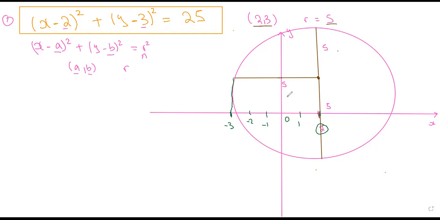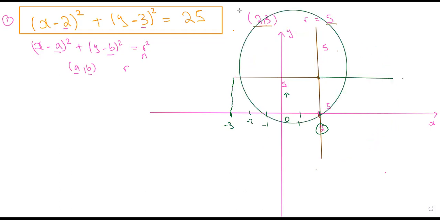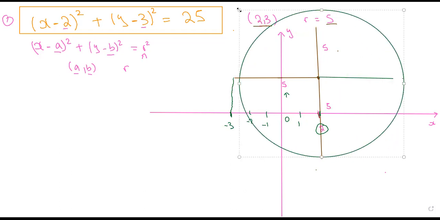And similarly, if we move 5 units to the positive side, because that is the radius, let me redraw the circle just so it makes more sense. This should be the circle, something of this type, maybe. So we know that this length is total 5, and this point is 2. So what would be the x coordinate of this point? 7. Very well done. Excellent.